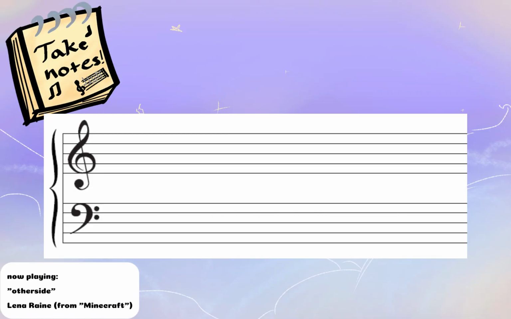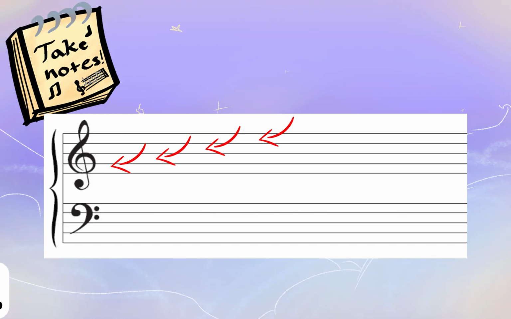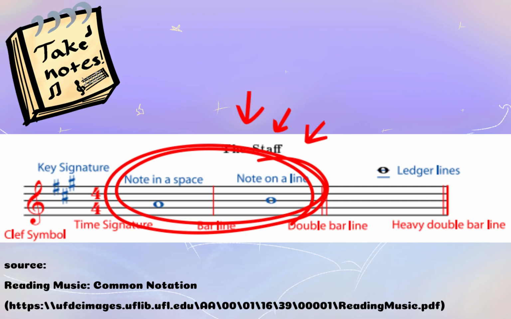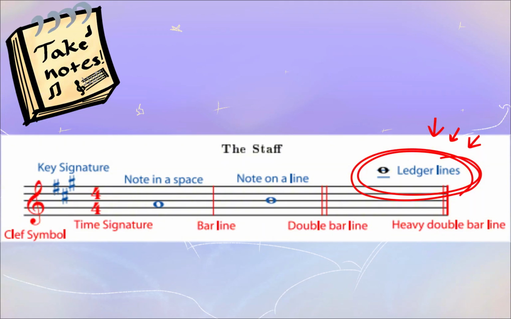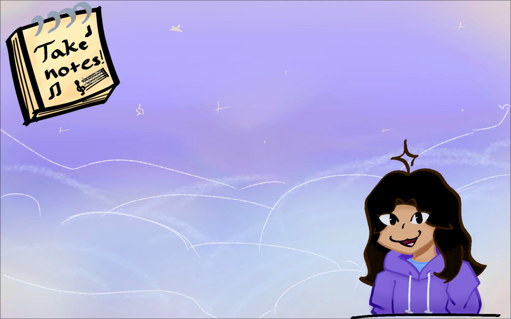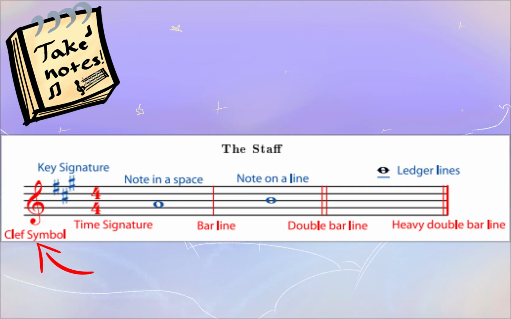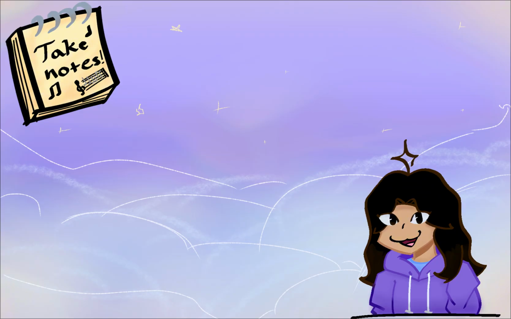So, this is the staff. It has 5 lines and 4 spaces. Notes are placed on these lines and spaces, but sometimes if the note goes off the staff, we add an extra line above or below called a ledger line. The higher or lower we go, the more ledger lines we'll add. On the left, we have a clef. According to reading music common notation, the first symbol that appears at the beginning of every music staff is a clef symbol. It is very important because it tells you which note is found on each line or space.